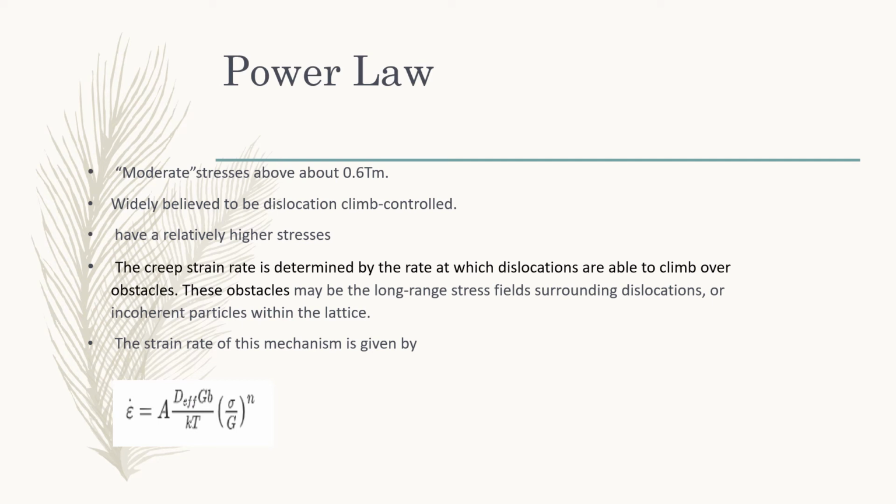Then power law creep. Power law occurs at moderate stresses, about 0.6 Tm. It is widely believed to be dislocation climb controlled, at relatively higher stresses, and the creep strain rate is determined by the rate at which the dislocations are able to climb over obstacles. These obstacles may be the long-range stress fields surrounding dislocations or incoherent particles within the lattice. The strain rate of the mechanism is given by this.